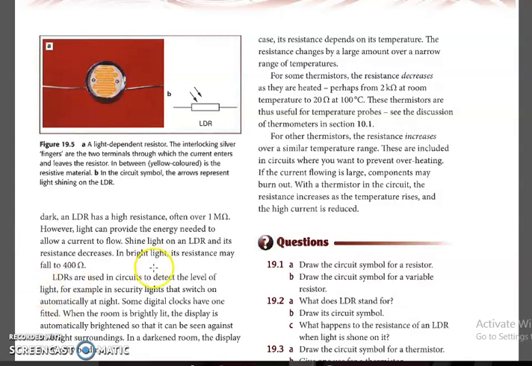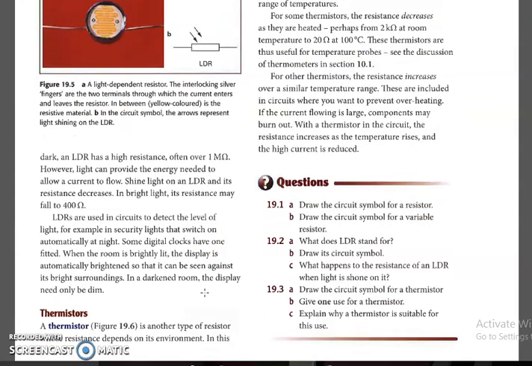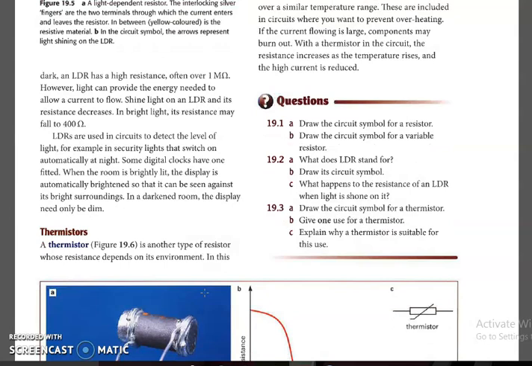Okay, so LDRs are used in circuits to detect the level of light. For example, in security lights that switch on automatically at night, and some digital clocks have one fitted. When the room is brightly lit, the display is automatically brightened so that it can be seen against its surroundings. In a darkened room, the display need only be dim. So here the LDR is used to detect the level of light, for example, in security lights that switch on automatically at night.